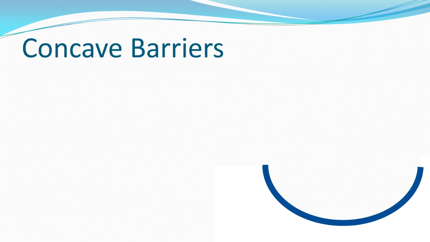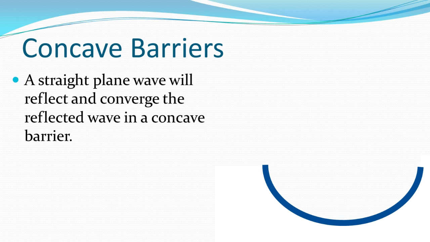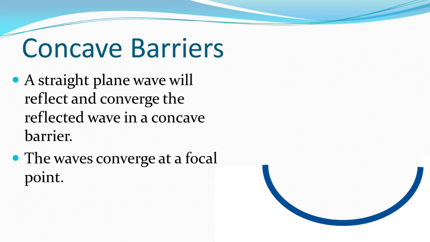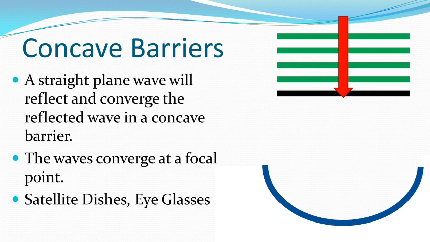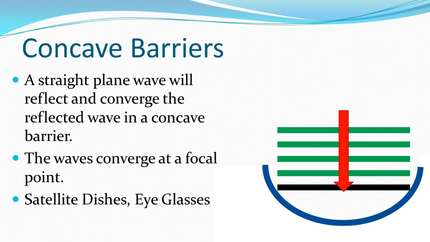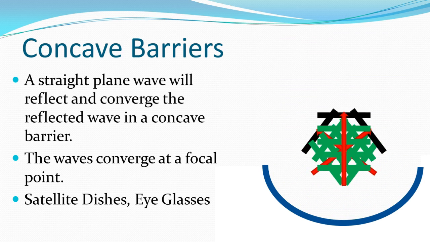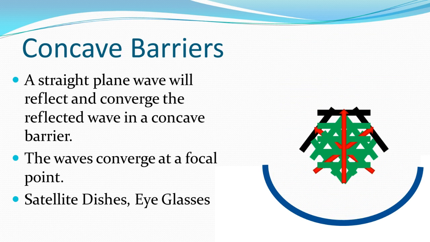If you send a straight plane incidence wave towards a concave barrier, the waves converge at a focal point. This is how satellite dishes and eyeglasses work. So if we send a straight wave in, this could be a sound wave, light wave, any type of wave, we send it into a concave barrier, it's going to reflect that wave and converge the waves. Where all three of those waves cross, that's what we call the focal point.